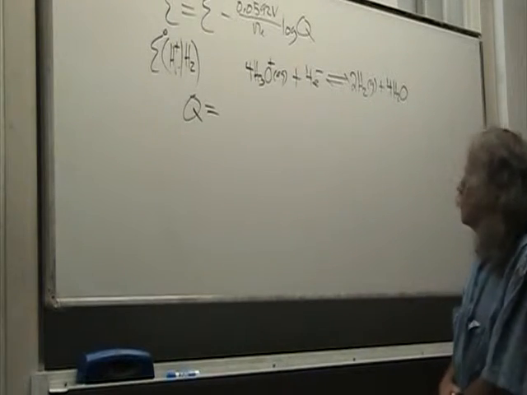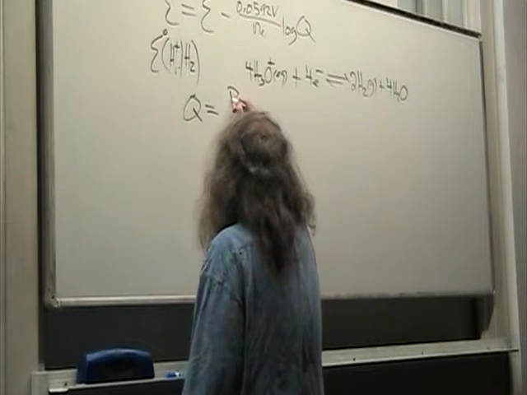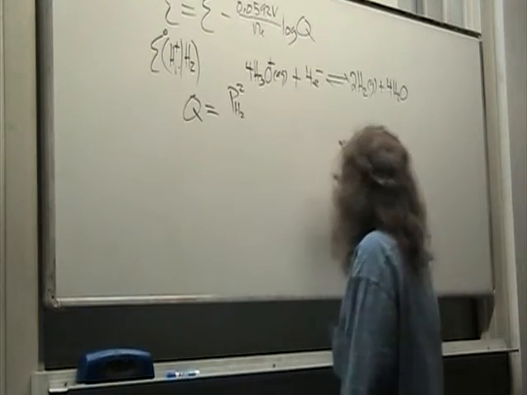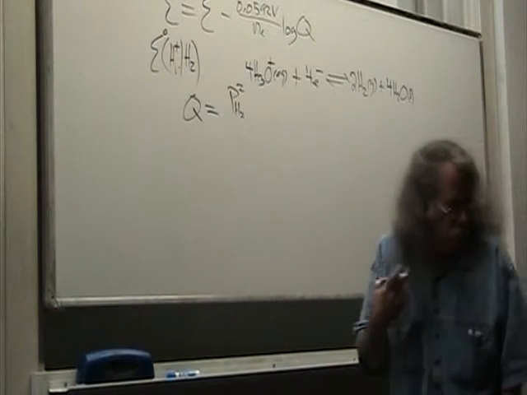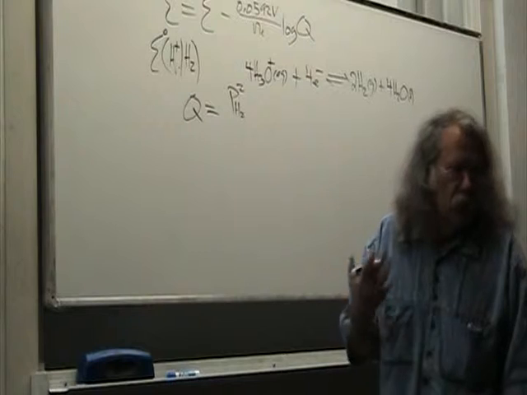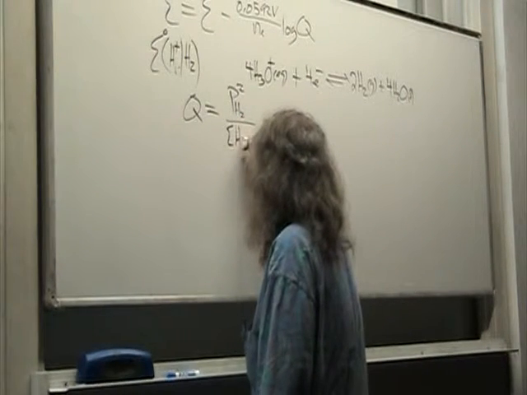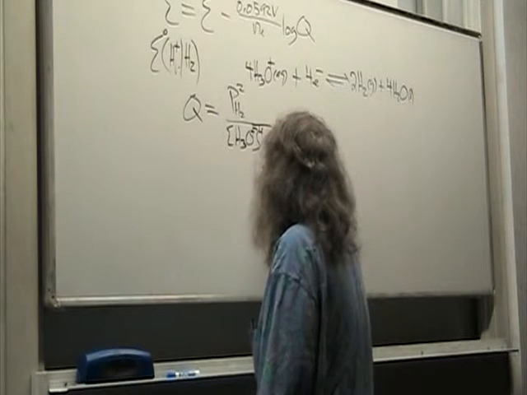Partial pressure of H2. So I take the pressure of H2 squared. I don't need to worry about the water because it's the solvent. Over the molar concentration of hydronium ions, H3O+, to the fourth power.